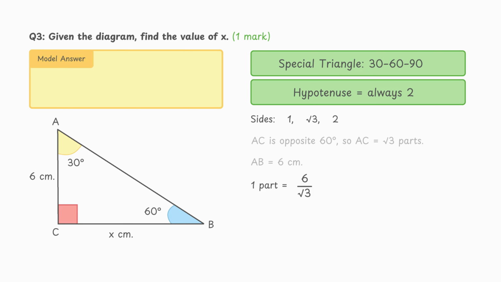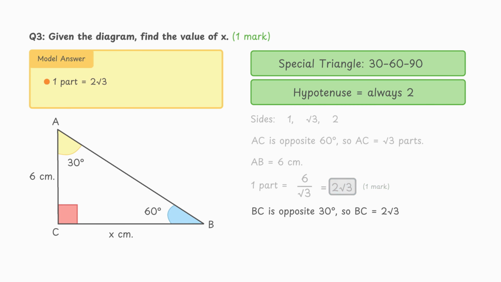Now simplify this. Multiply top and bottom by square root of 3. So we get 1 part equals 6 square root of 3 over 3. Now simplify. 6 divided by 3 is 2. So 1 part equals 2 square root of 3. This earns 1 mark. Now we find x.